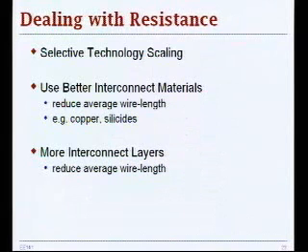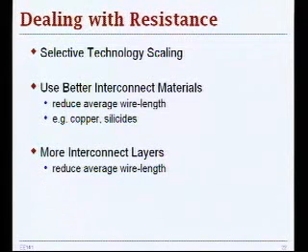Okay. So now, how to deal with resistance? What can you do? One idea is selective technology scaling, basically keeping the height of the wire the same and just shrinking the width of the wire. Better interconnect materials are always good, and reducing the average wire length is also good. So have all your wiring done locally, and be gentle on using the global wires. Another guideline, which you may find a little surprising, is to have more interconnect layers. Now the question is, why would more interconnect layers help you?